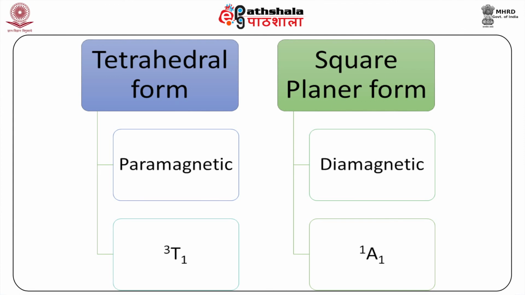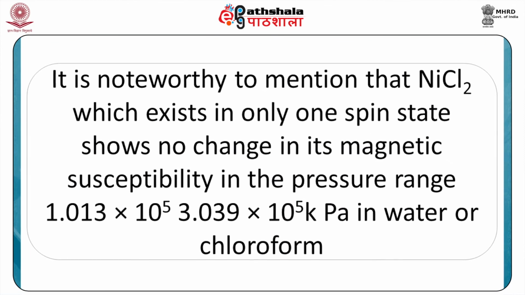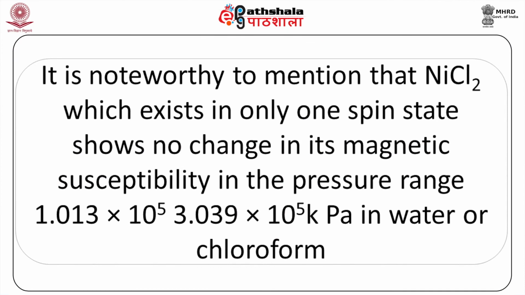From the magnetic moment of high and low spin forms, the equilibrium constant at a given pressure can be calculated as shown on the screen. It is noteworthy to mention that nickel chloride, which exists in only one spin state, shows no change in its magnetic susceptibility in the pressure range from 1.013 × 10^5 to 3.039 × 10^5 kilopascal in water or chloroform.